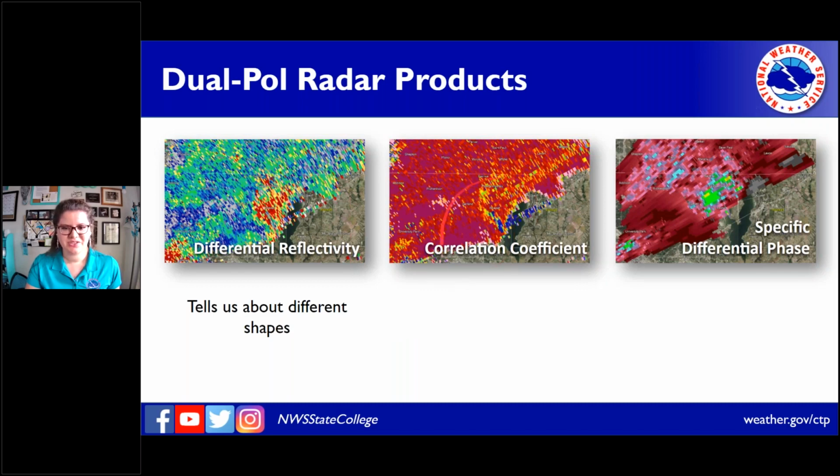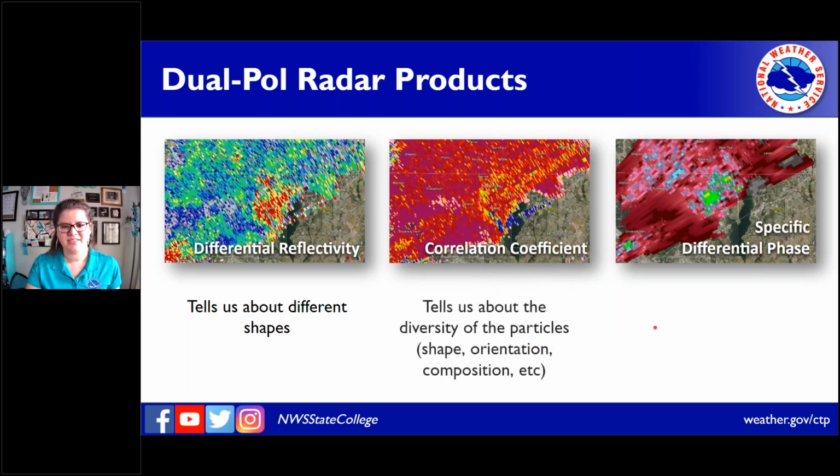Correlation coefficient, which is also super popular, it's always kind of this pink and yellow image. That's telling us about the diversity of the particles in your scanning volume. So that's telling us about shapes, orientations, composition, like is it made out of ice, is it made out of water, is it made out of wood, if it's debris, etc. So differential reflectivity, only about shapes. Correlation coefficient is telling us how diverse are those particles.